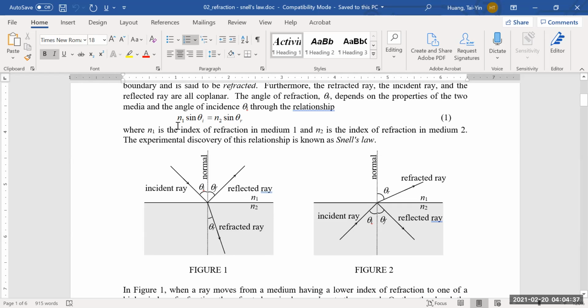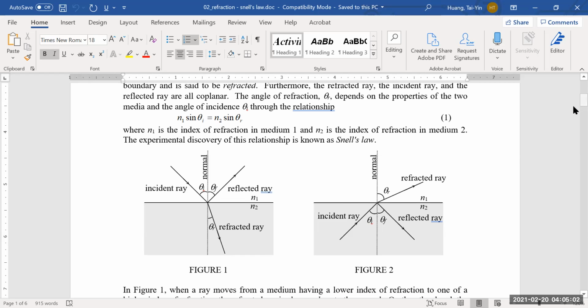So we have this equation: n1 sine theta i, I'm sorry, n1 sine theta i is equal to n2 sine theta r. Here n1 is the index of refraction of the first material, and n2 is the index of refraction of the second material. From this, you will be able to find the angle theta r if the other quantities are known.